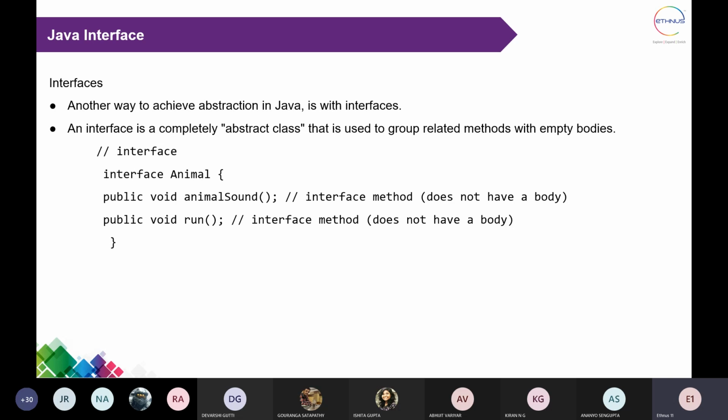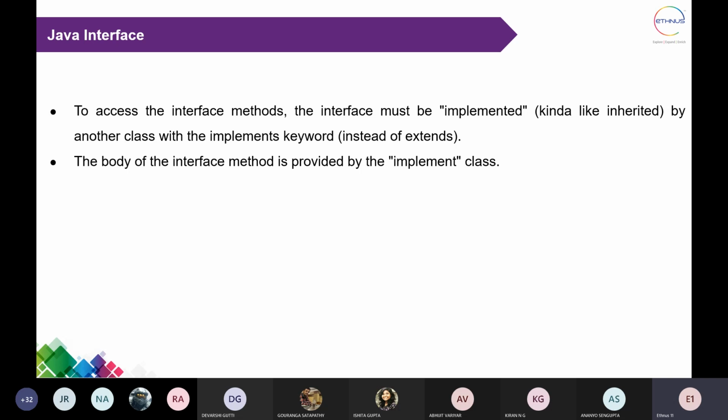Here in the slide, we can see we have created an interface Animal, which is the superclass and an interface. In that we have just given the declaration of methods, that is public void animalSound and public void run. There is no body given to any of its methods. This is how we have to create an interface. That is mandatory.